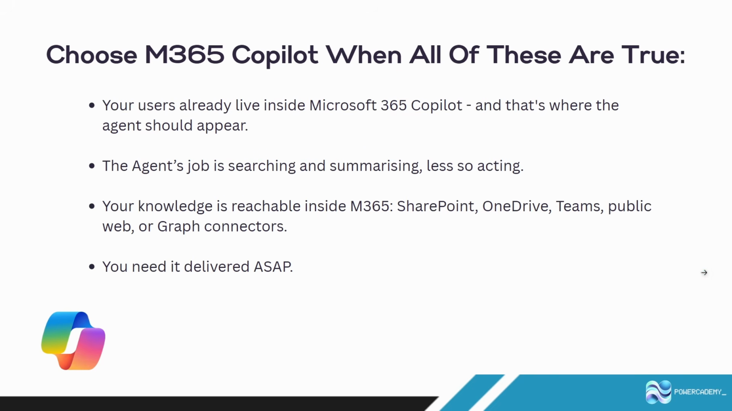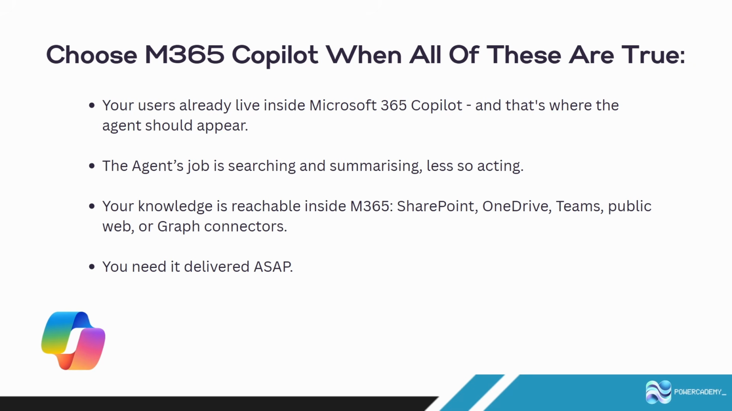Now, M365 Copilot. So I would recommend choosing this if all of these are true. Your users already live inside M365 Copilot, and that's where the agent should appear. So for example, you don't need to deploy these outside of M365 Copilot. The agent's job is searching and summarizing and less so acting. When it comes to actually orchestrating agents and getting it to do stuff, I'd say M365 Copilot is a little bit more limited and of course has a few less analytic features that Copilot Studio might have.